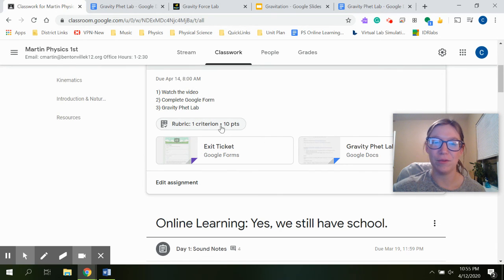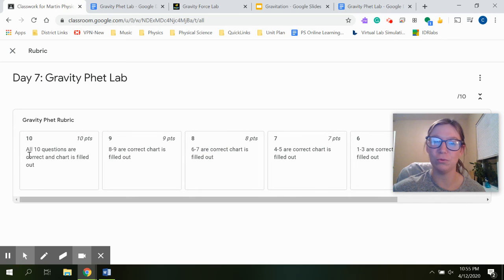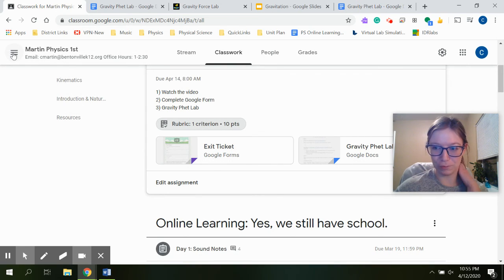Go ahead and make sure you're paying attention to your rubric. This is what your grades look like and how they are reflected. If you're getting overwhelmed with assignments, I would work on focusing on the graded assignments and then completing the other ones as they come up.